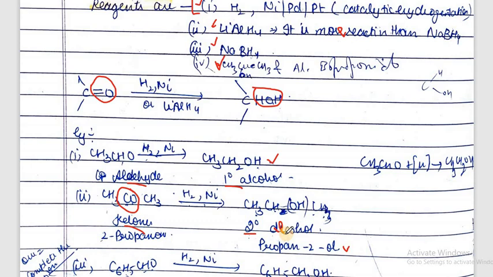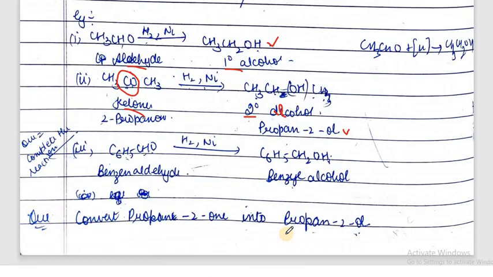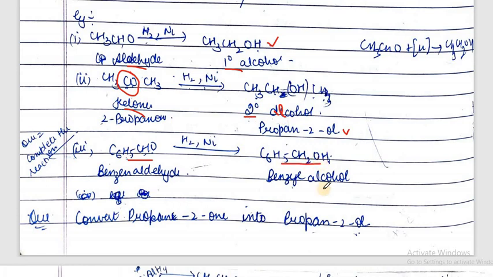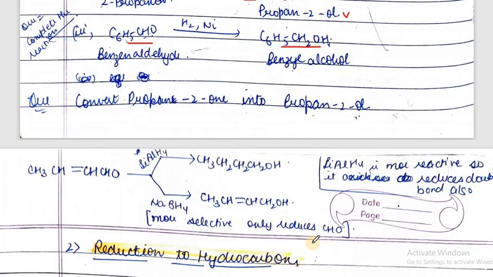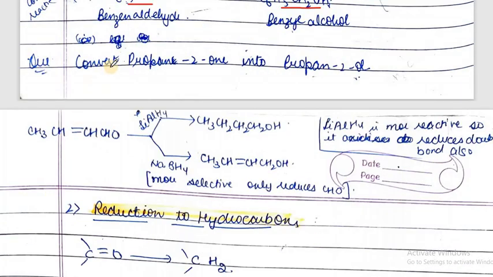So aldehydes give primary alcohols and ketones give secondary alcohols. Taking one more example, that is C6H5CHO, it is benzaldehyde. When it is reduced, it gives C6H5CH2OH, that is benzyl alcohol. So any conversion can be asked, like convert propan-2-one into propan-2-ol.